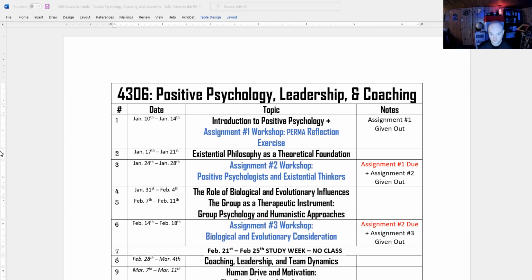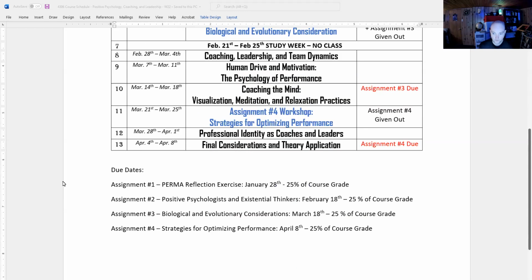Basically it's 4 assignments. If someone's taking notes and wants to write it down, I tried to make this as straightforward as possible: all the assignments are worth 25%. Again, I want this to be a cool course where we can explore some pretty deep philosophical ideas, but how they relate to your experience and how you can apply these ideas in coaching and leadership and positive psychology.